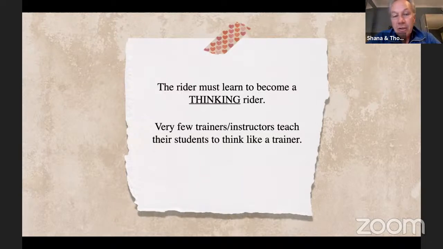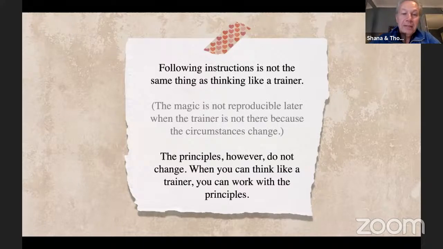Unfortunately, very few trainers and instructors teach their students to think like trainers. That's probably because a lot of professionals are very field-based riders. They sense what needs to be done, they do it, but they can't necessarily explain it or verbalize it because they never really thought about it or analyzed it for themselves, right? And then they have a hard time passing the knowledge on, and some instructors worry that if they teach their students too much, then they won't come back at some point because they become too independent and too good, so to speak, right?